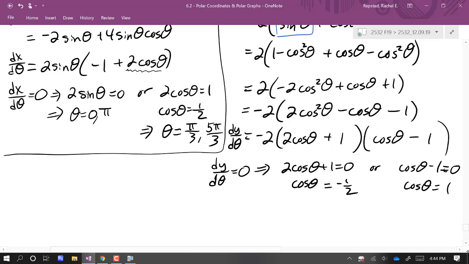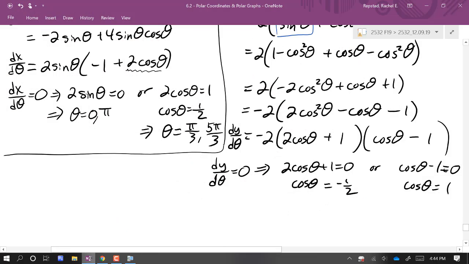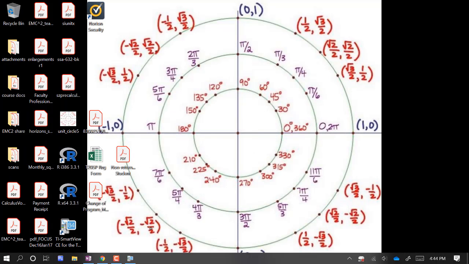Cosine is negative 1/2, and I'm going to look at my unit circle. Negative 1/2 at 2 pi over 3 and 4 pi over 3. And cosine is 1 at 0.